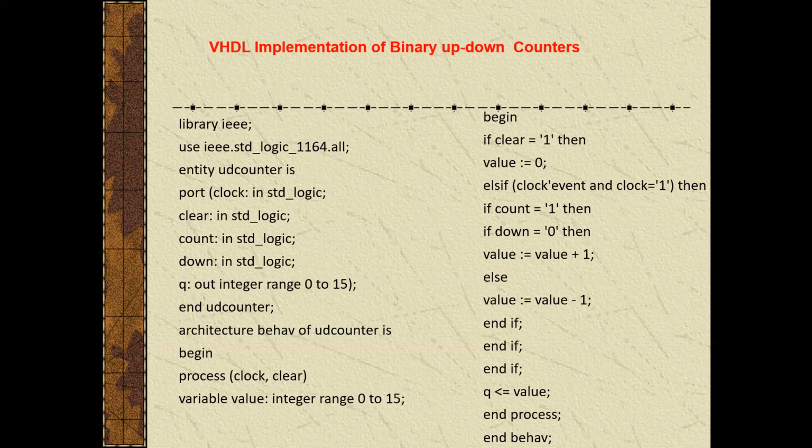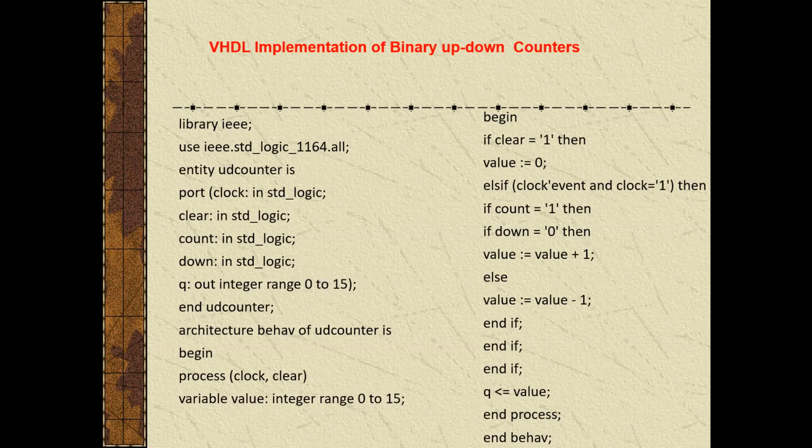So let's write the code. First, start with the library. Library IEEE; use IEEE.std_logic_1164.all. Then start writing the entity, and the name of the entity is given as up down counter, or UD counter. Then we have to assign the ports here: clock, clear, count down. These are the input signals. There are three input signals.